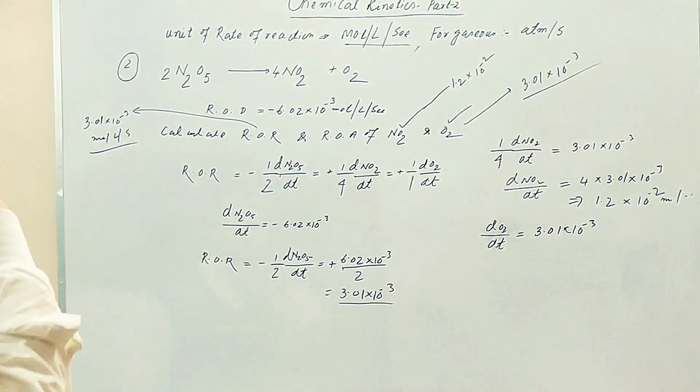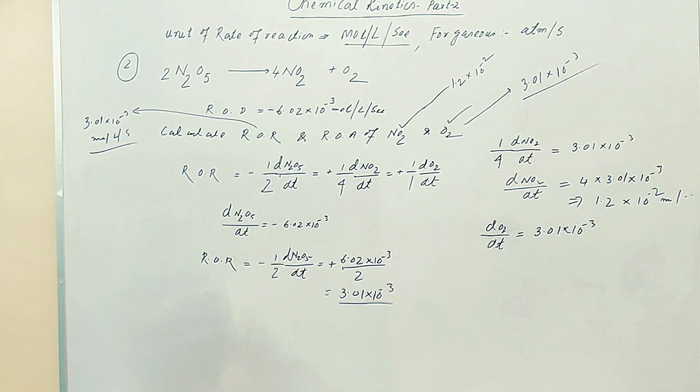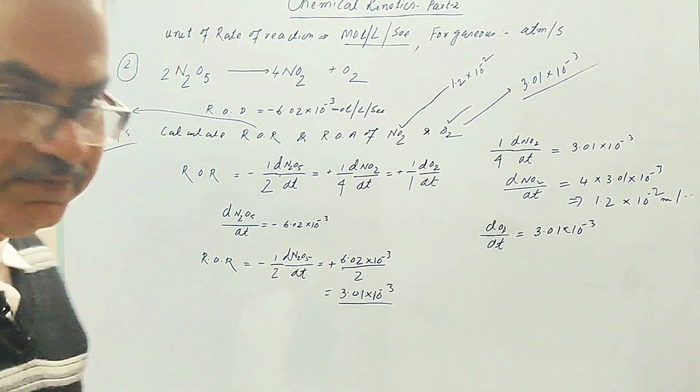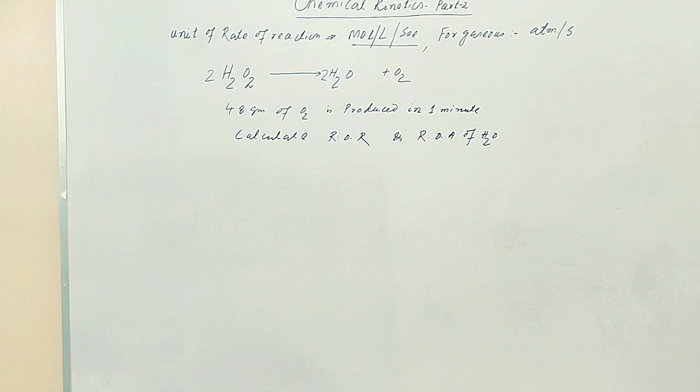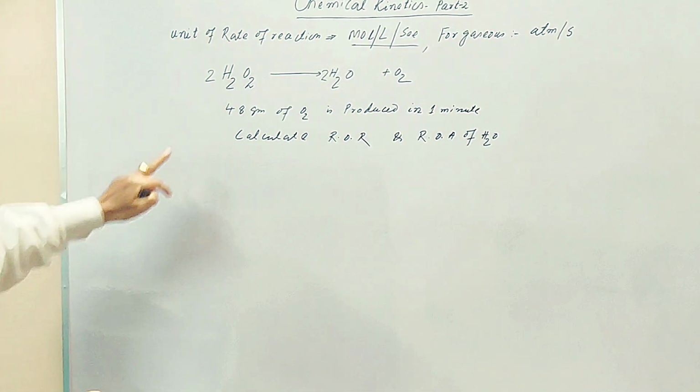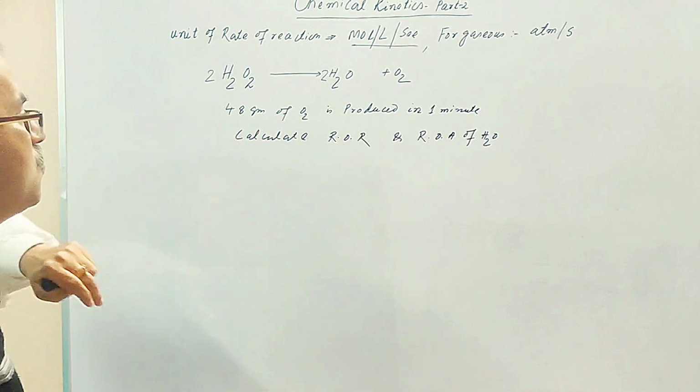Okay. Now we are going for another example. Then we will close the video. This question has been given, numerical given here. You see, the decomposition of H2O2, hydrogen peroxide, 48 gram of O2 is produced in 1 minute. You have to calculate the ROR and ROA. How do you calculate that?